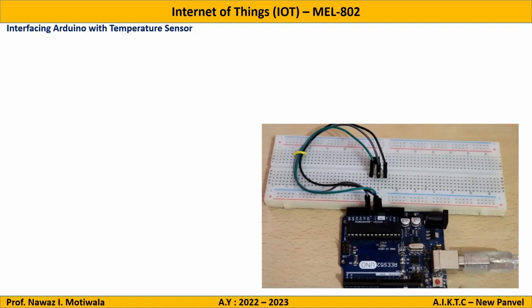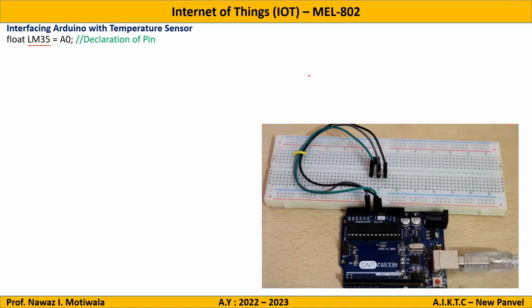So here I am using pin number A0. I am writing here float LM35 is equal to A0. Now what is this LM35? This LM35 is a sensor name. The temperature sensor name is LM35, but it is not compulsory to name it LM35 here. You can use any name which you want, but the pin number will be A0.